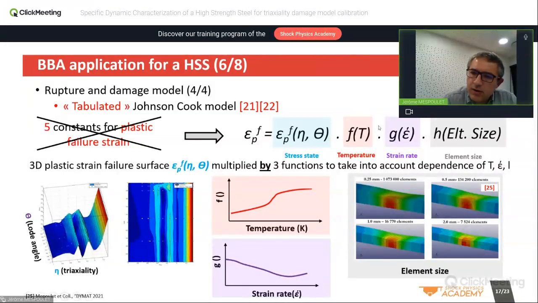It means if you have a very fine mesh like this for some tensile example at 0.25 with more than 1 million elements to only represent the sample, you can get the same failure strength multiplied by 4 the size of the elements, but with only 7,500 elements, and get the same failure strength. So this model allows you to regularize, in fact, your failure.